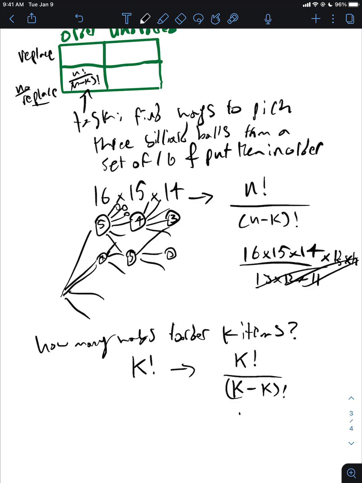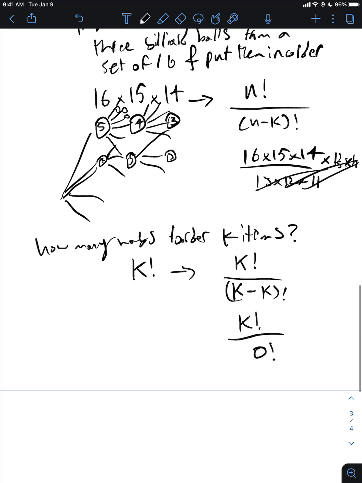And then what this gives is k factorial over 0 factorial. But it turns out that by definition, and I don't have time to get into this here, 0 factorial equals 1, somewhat magically. So there's not time to go into that here, but you can also just say, well, okay, that's the rule, and my intuition confirms. So the number of ways you can order k items is k factorial.